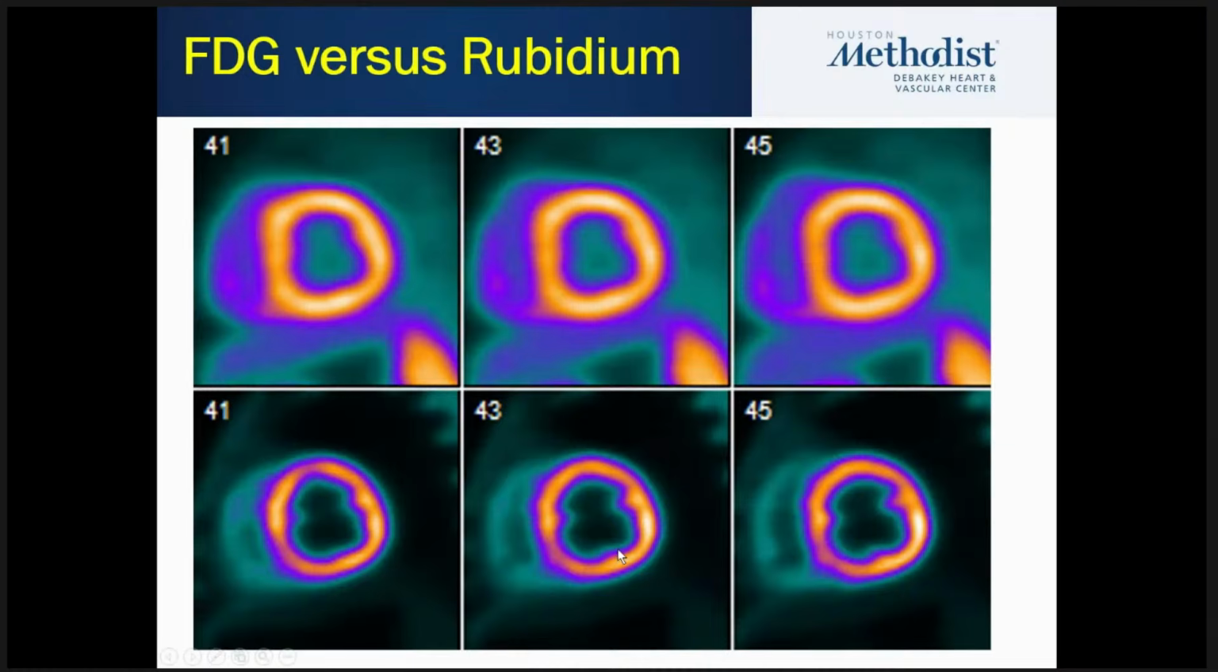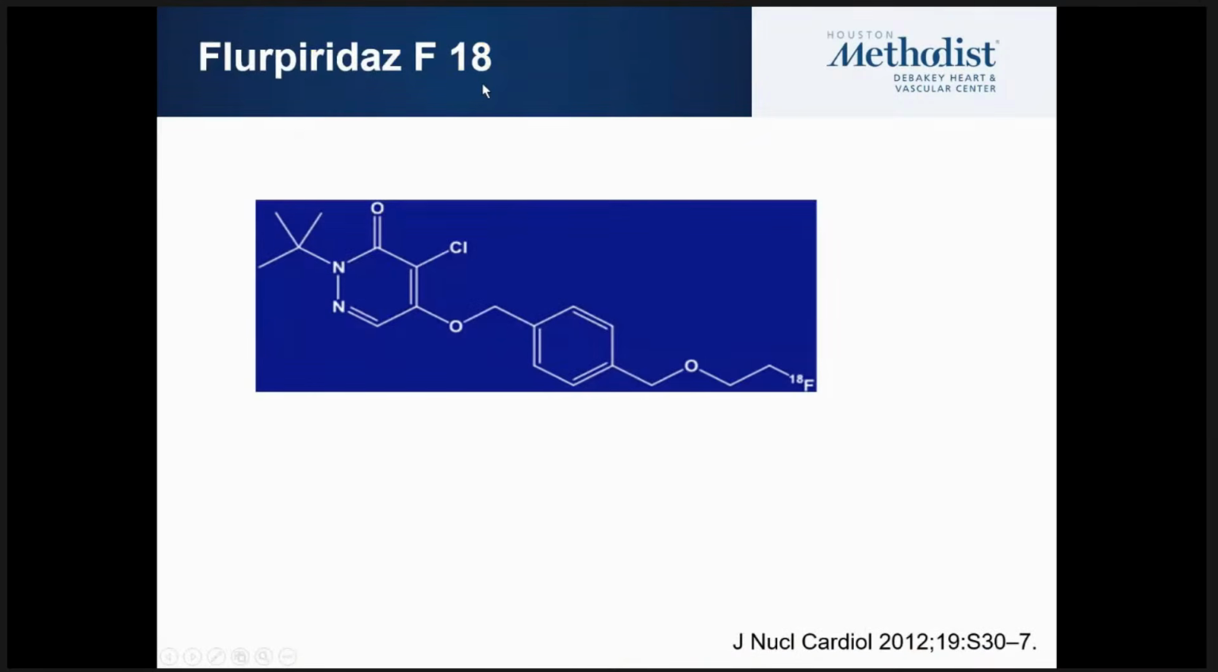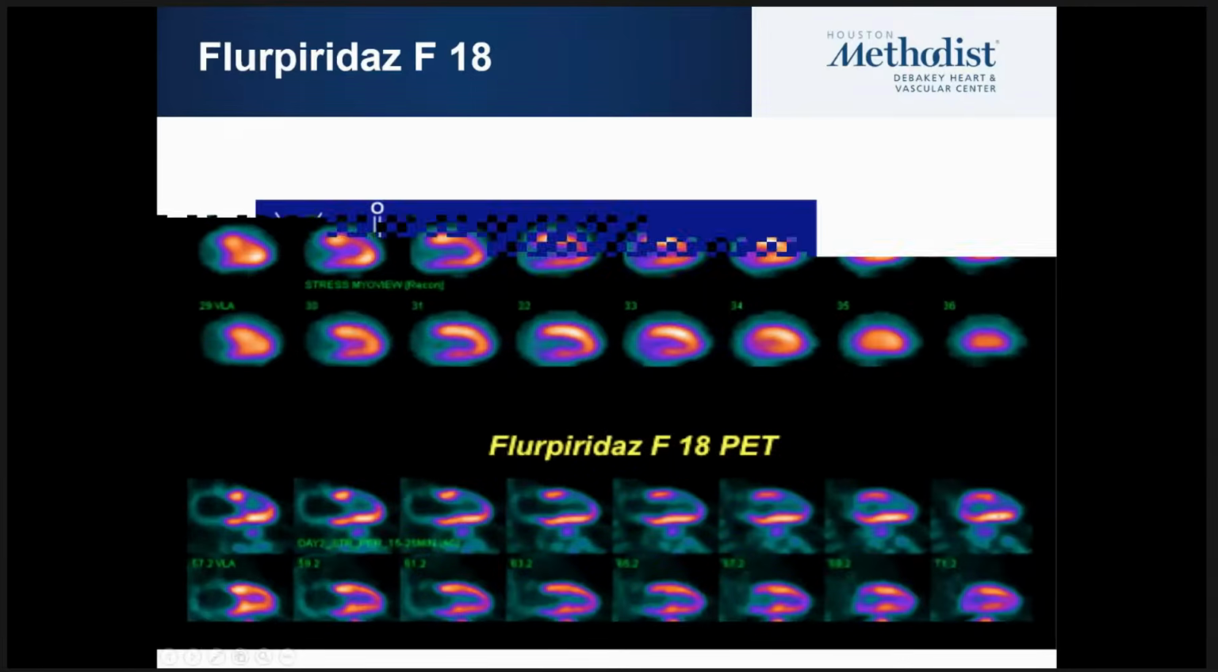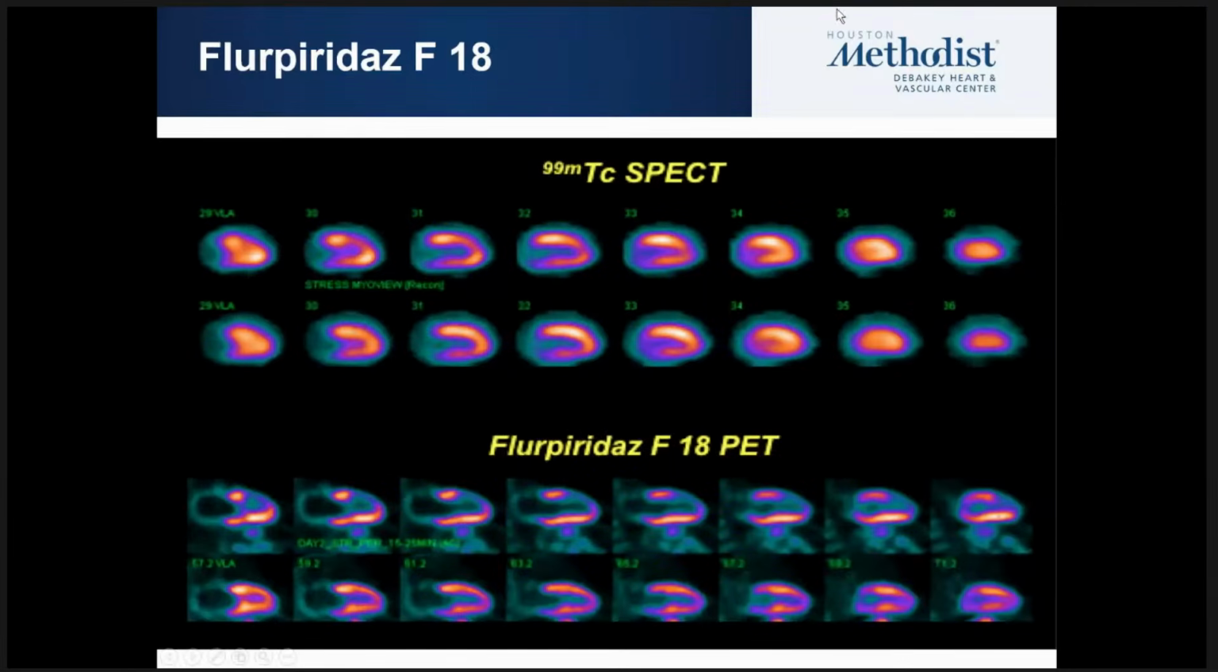So I have not talked about it, but there is one which is currently being tested. It's called flurpiridaz, and now it is undergoing a phase 3 trial. And this phase 3 trial is comparing SPECT to flurpiridaz PET, and this trial hopefully will be completed soon. And here are some images from previous studies done with this radiotracer.